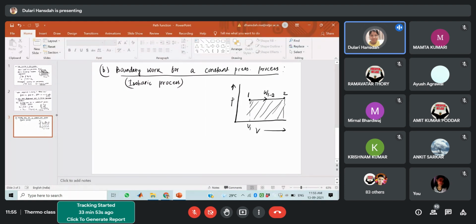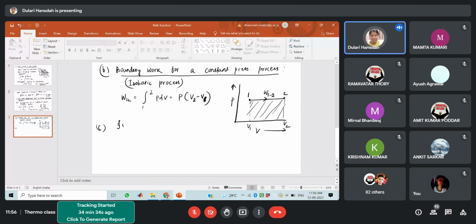Okay. So in the case of the isobaric process, we have considered the pressure to be constant. There is a volume change from V1 to V2. In this one, I have considered the expansion process, so the volume is increasing but the pressure is constant. In this case, the work transfer will be the integral from 1 to 2 of PdV. Simply, the pressure is constant, and it is the volume change V2 minus V1, right? That is your work transfer.